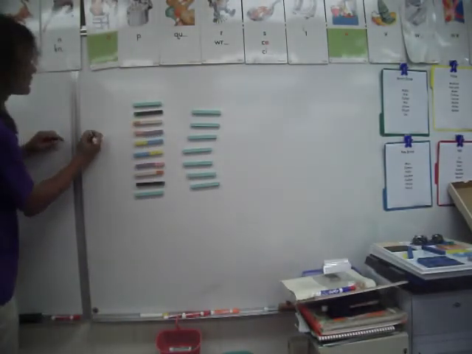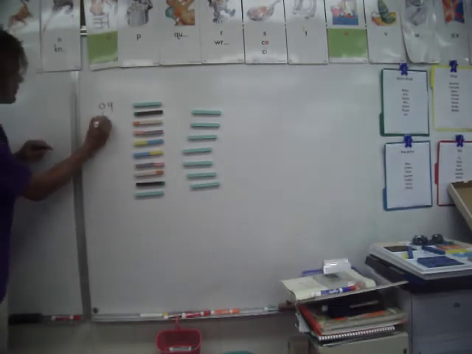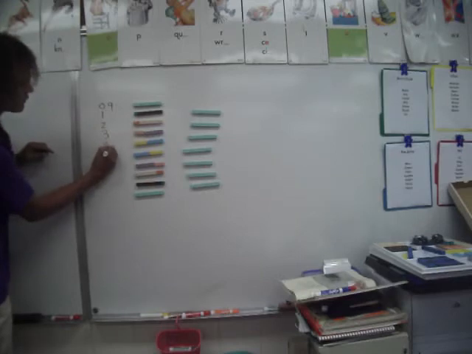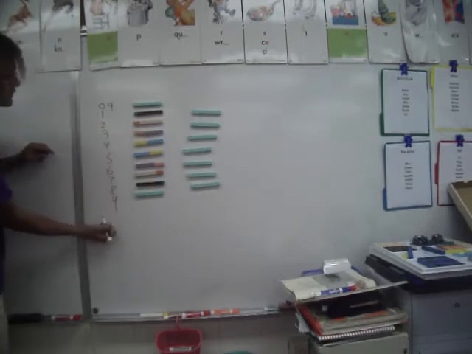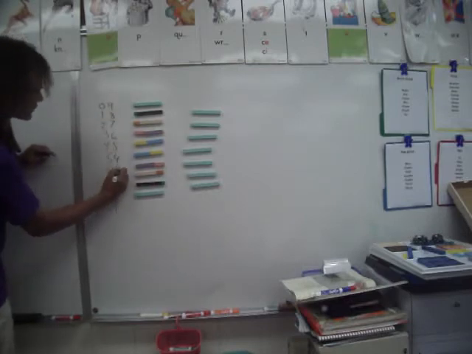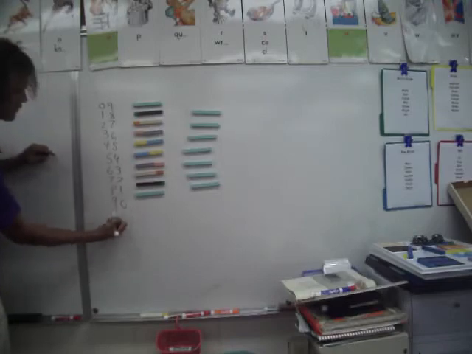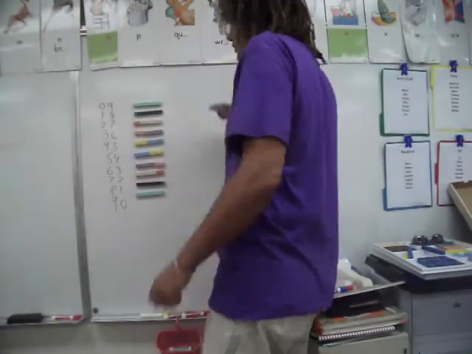Okay, so let's write it down. So here is, what did I do? I did 0 and 9, right? And then I just did 1, 2, 3, 4, 5, 6, 7, 8, 9, and then I did 9, 8, 7, 6, 5, 4, 3, 2, 1, 0. Now we could keep going if we wanted to.